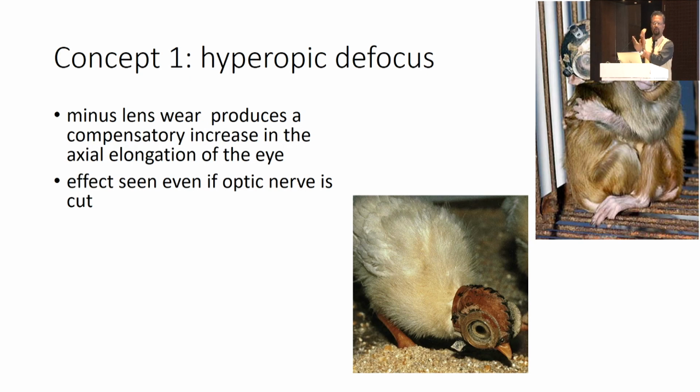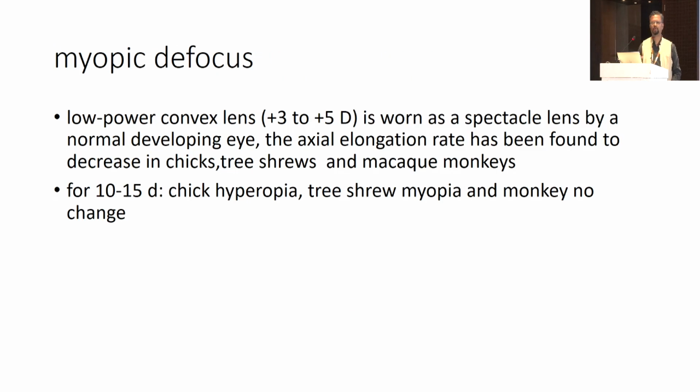So when you have a hyperopic defocus, the elongation will happen and the axial length will increase. Now this effect is also seen if you cut the optic nerve of the animal. Suppose you cut the optic nerve of the animal and still stimulate it with a concave lens, still the eyeball grows. So that means it is not the visual pathway which is dictating that, it is something which is happening very locally.